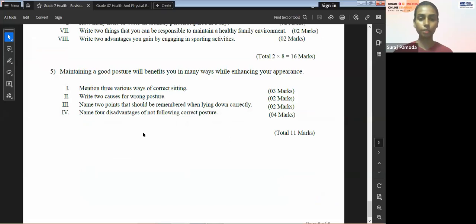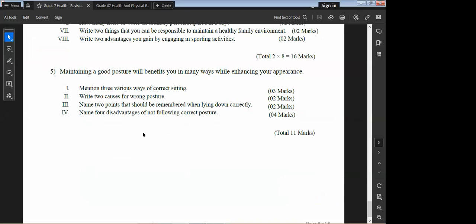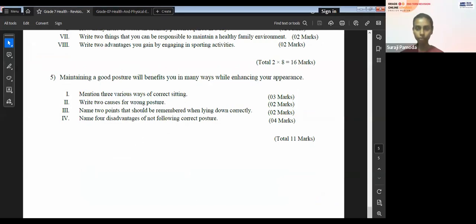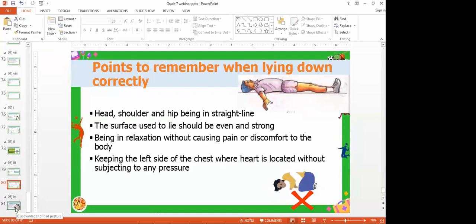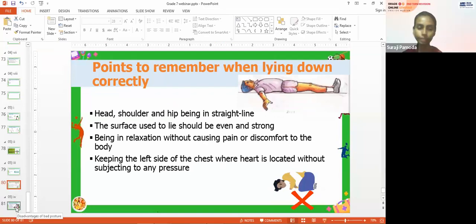Okay, the last one. Name 4 disadvantages of not following correct posture. So tell me. Back and neck pain. Back pain and neck pain. Good. Any others? Decreased overall comfort and well-being. Yes, good. Discomfort in our body.